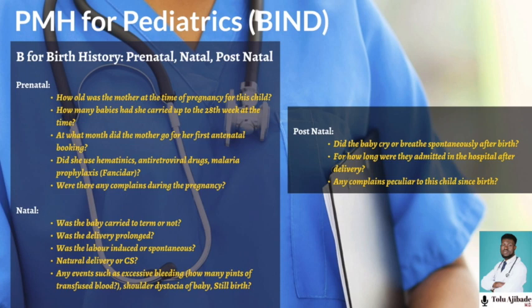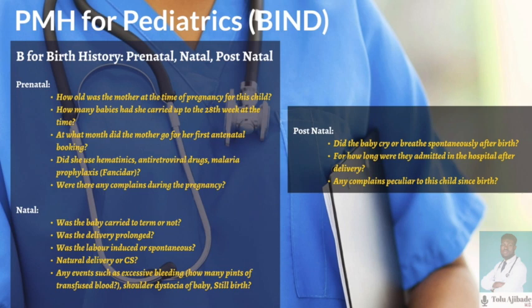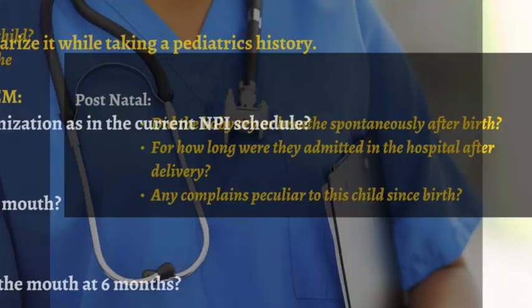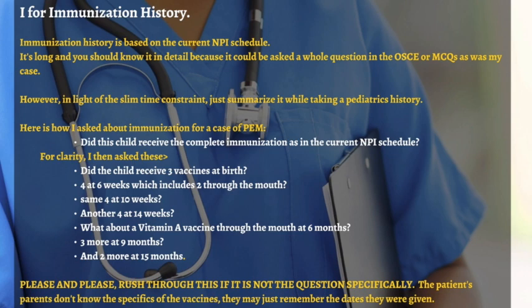You need to just get these questions into your head. So that's about 13 questions to learn. Basically these 13 questions and you are fine for the B part, which is the birth history. So let's move to the I, which is immunization history. We've done the prenatal, natal, and the postnatal, okay?